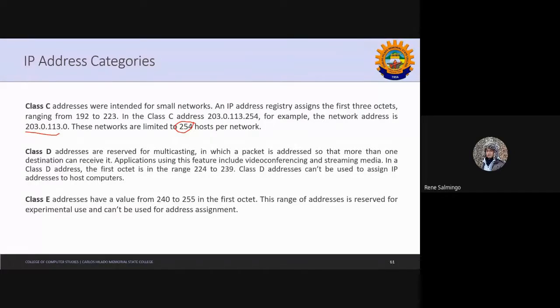And class D is reserved for multicasting, for video conferencing and streaming media. So class D has a different application, and a different range for the first octet. You will take notes of all of this. This will identify what network you are in.